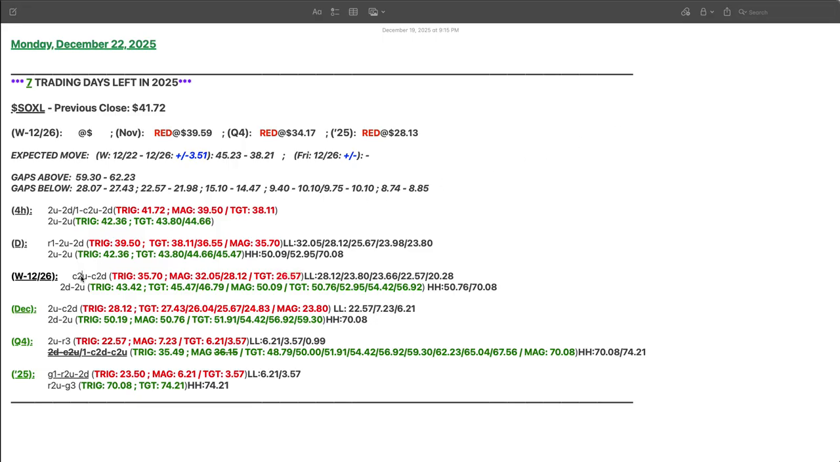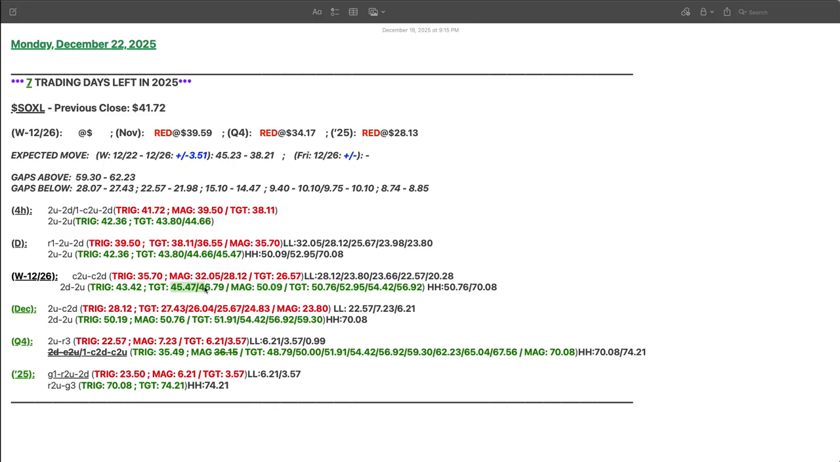So just back to the notes. Those are the triggers to the downside. Now to the upside, again, that would trigger a 2 down, 2 up at 43.42. Magnitude is 50.09. That's about a $7 move, even with bullish momentum. That's a pretty big move to make.